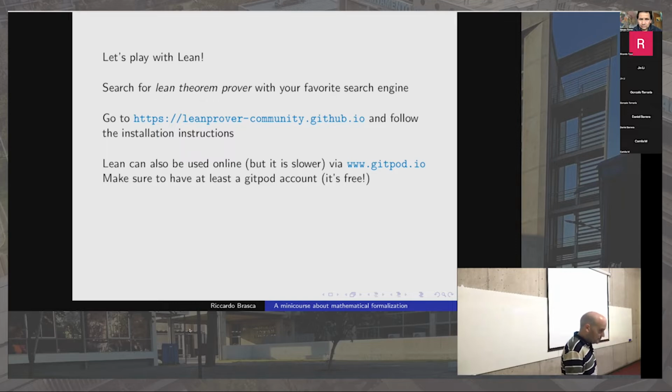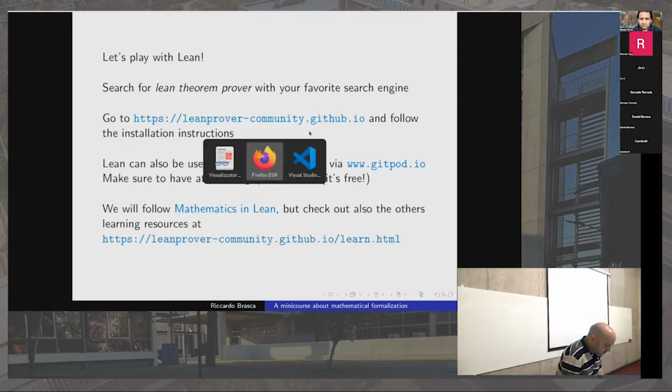Maybe it's a good moment to say that next week, this is what we are going to do in the computer room. Which number? 2008. In that room there are computers available, but try at least to have a Gitpod account to use the computer there.